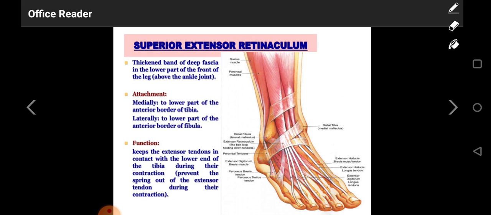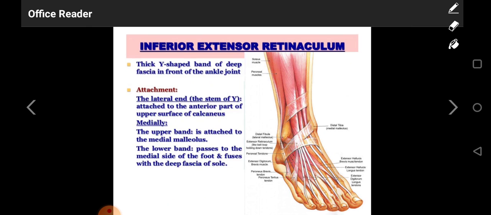In the diagram we can see the superior extensor retinaculum. The function of this retinaculum is to keep the extensor tendons in contact with the lower end of the tibia during their contraction, and to prevent the extensor tendons from springing out during their contraction.